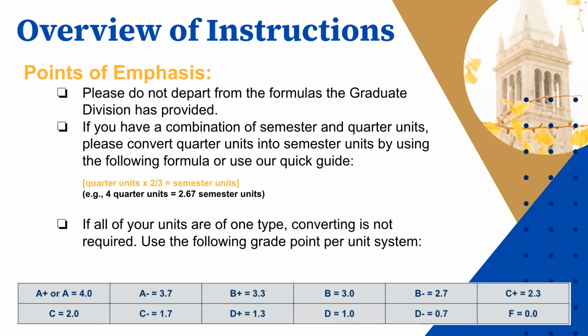In some cases, you may have quarter transcripts, and if that's the case, you have 2 ways that you can determine the conversion. One way is to multiply your quarter units by 2/3, and that will equal the semester units. So for example, 4 quarter units would convert to 2.67 semester units. I also have linked a cheat sheet. In these slides, you will be able to see a quick conversion chart if you prefer to use it that way. If all of your units are of one type, converting is not required, using the following grade point per system below.